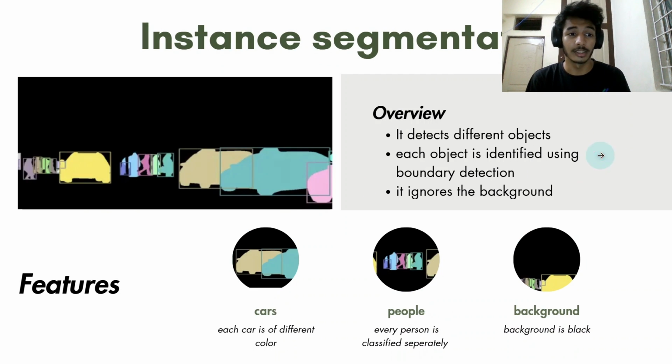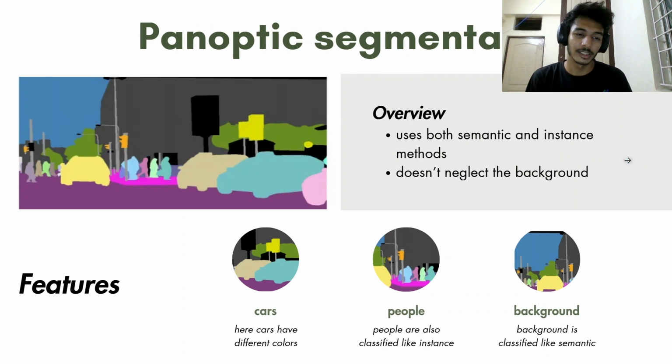Whereas in instance segmentation, you can see the whole background is neglected. It just sees the foreground and identifies the objects. And each object gets its own label. You can see cars of different colors. These all come under the class car, but they have different labels as car 1, car 2, car 3. Same goes for the person. And as you can see, the background is totally negated. Now coming to panoptic segmentation, it combines the best of both worlds.